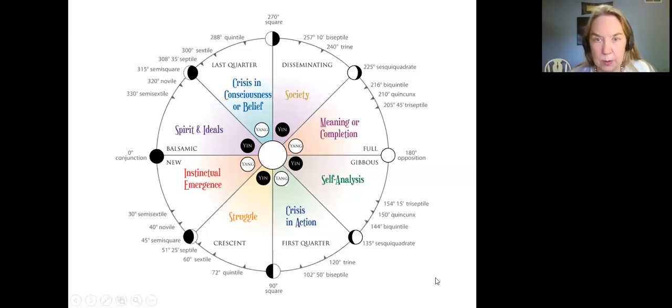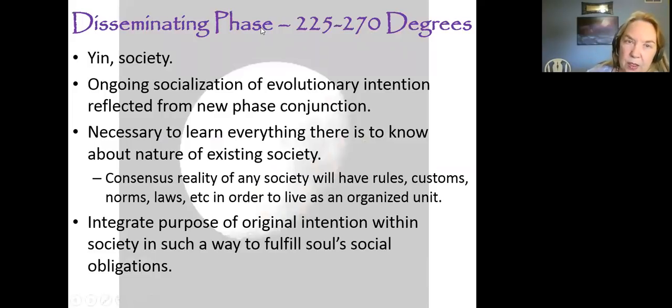So let's look at this a little more. Disseminating phase. As I said, there's an ongoing socialization of whatever that original evolutionary intention was back in the new phase. Now we want to know everything there is to learn about how society operates. We want to understand it. Think of that Sagittarian right brain philosophy. Before Capricorn can have rules and laws, we've got to have the philosophical or cosmological foundations of society that condense into the rules and laws, Sag to Cap, as you follow 0 to 360. So this is where we want to learn and understand rules, customs, norms, etc.